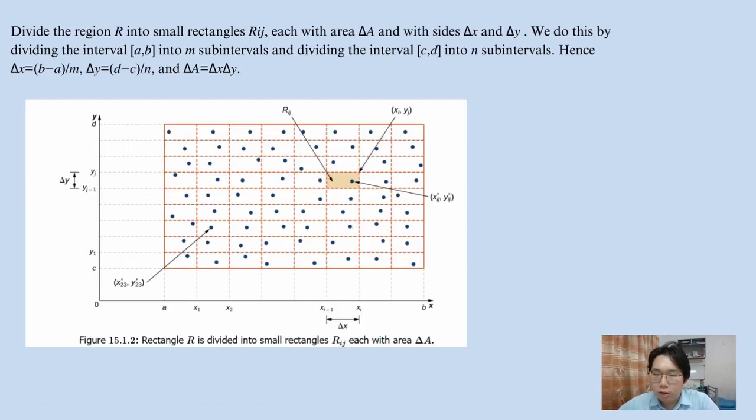In solving the question of double integral over a rectangle, first of all, we should know how to divide the region R into smaller rectangles Rij, each of area ΔA and with sizes Δx and Δy. We do this by dividing the interval [a,b] into m subintervals and dividing the interval [c,d] into n subintervals. Hence, Δx equals (b minus a) divided by m, and Δy equals (d minus c) divided by n. And the area ΔA should be the multiplication of Δx and Δy. As you can see, the figure shows the separation into subrectangles.